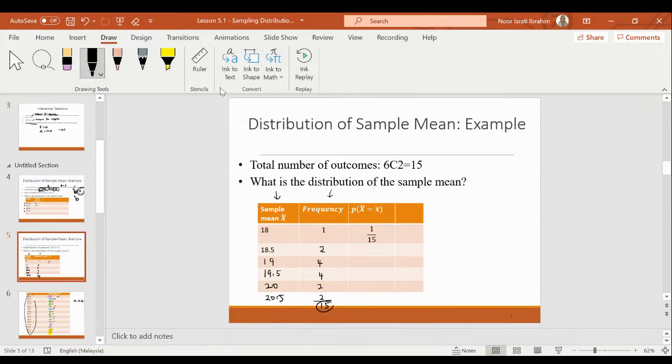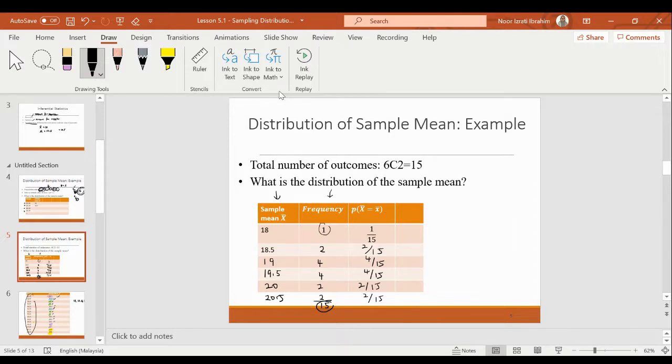So the total is 15. And how do we get the probability of each of the means here? You have to divide the frequency by the total of the frequencies. So for 18, 1 over 15. For 18.5, 2 over 15. For 19, 4 over 15. For 19.5, 4 over 15. For 20, 2 over 15. And for 20.5, also 2 over 15. That is the sample mean distribution.